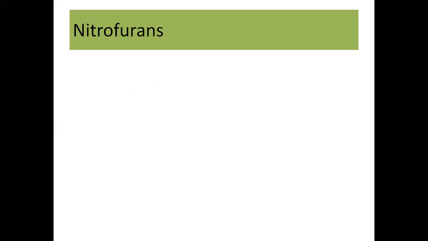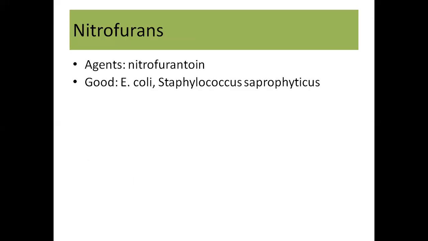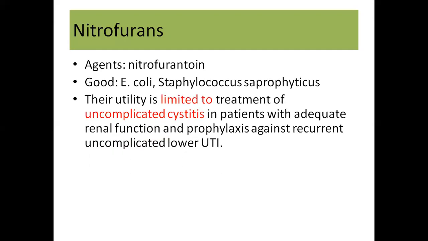Nitrofurans, we will speak little about this. The agent is nitrofurantoin, and it is good against Escherichia coli and Staph saprophyticus. Escherichia coli is the most common cause of urinary tract infections. So their utility is limited to treatment of uncomplicated cystitis in patients with adequate renal function, and also prophylaxis. So treatment and prophylaxis of uncomplicated cystitis in patients with adequate renal function.